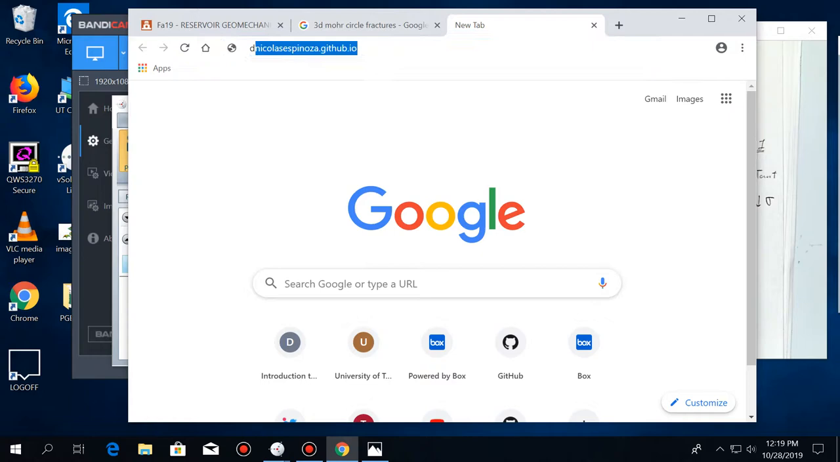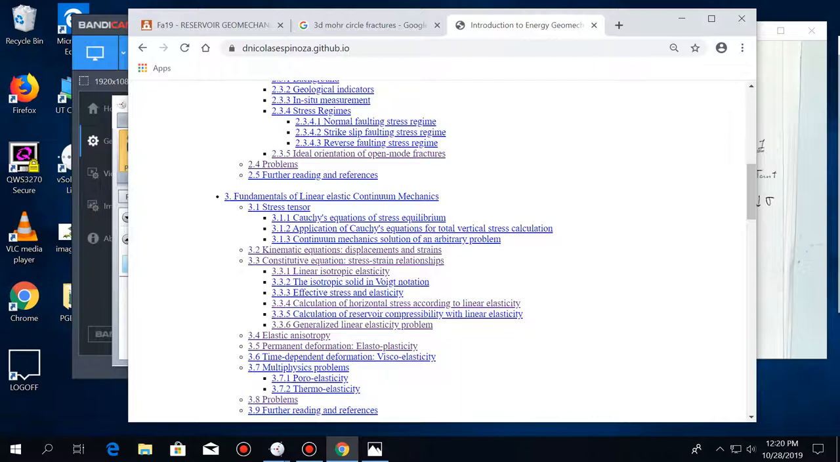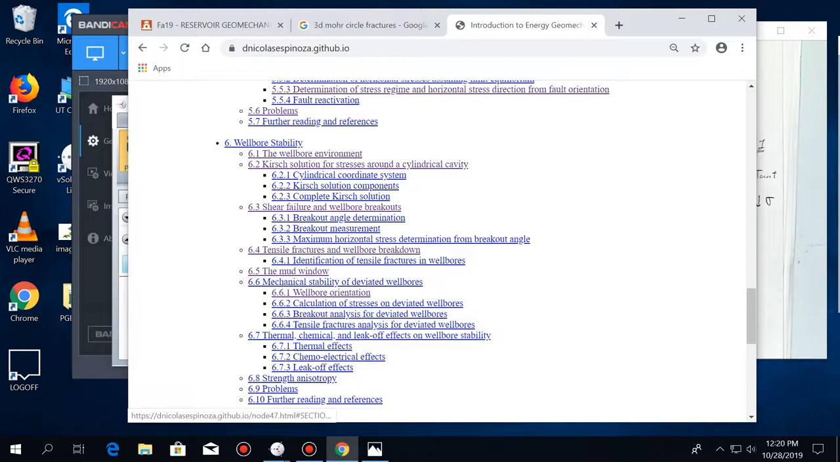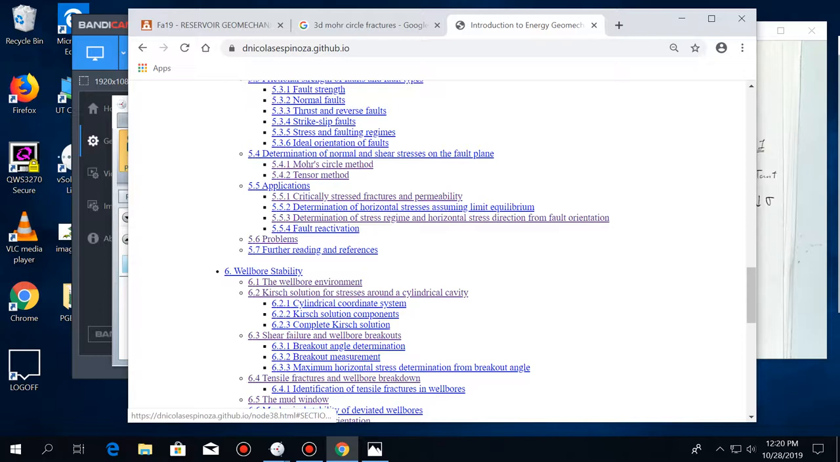In this example, we're going to go to a small or medium scale example, and then we'll go to a larger scale example. Remember that all of these, we talk in general about faults because it's a little bit easier to conceptualize, but this also is valid for small fractures.